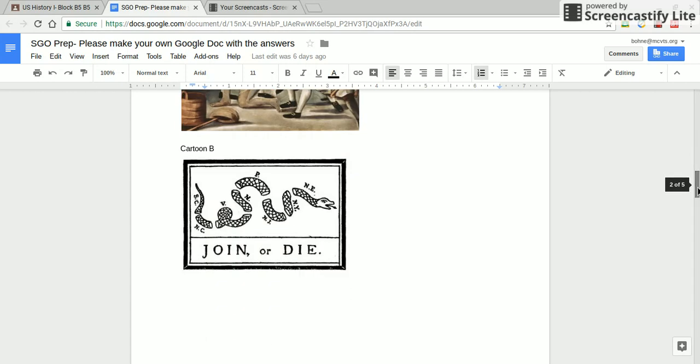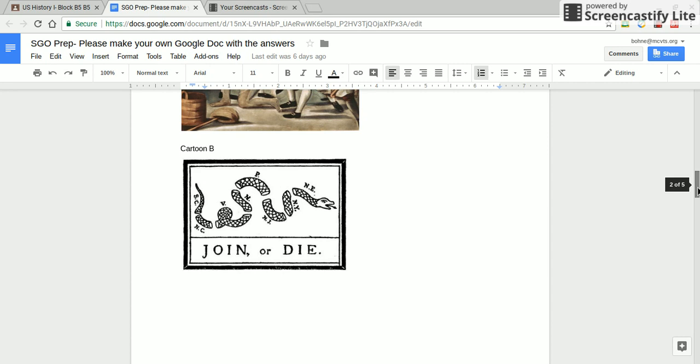Next, we have this one. And in the study guide, I asked you guys, what is the name of this cartoon? And a lot of people put Join or Die. Now, they may look like the right answer because it says Join or Die, but that's not the right answer. I'm not going to tell you the answer. I'm going to make you look this up. All right? I want you to know that it's not just what you see here.